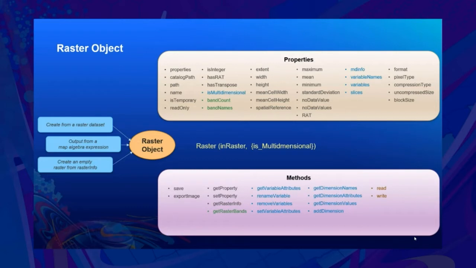For multidimensional raster, it has different properties that will give you information about the nature of this multidimensional raster. Then there are other properties that talk about format and pixel type.